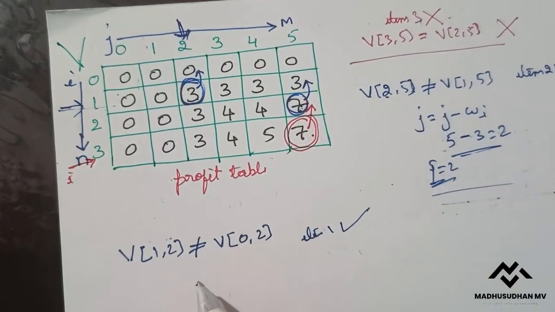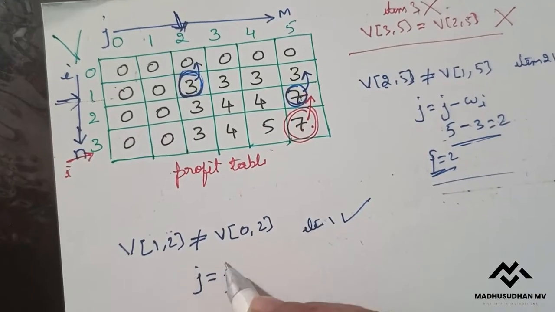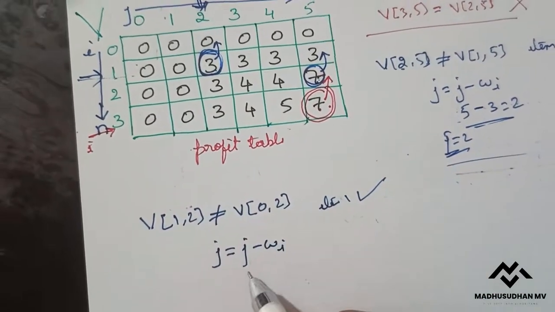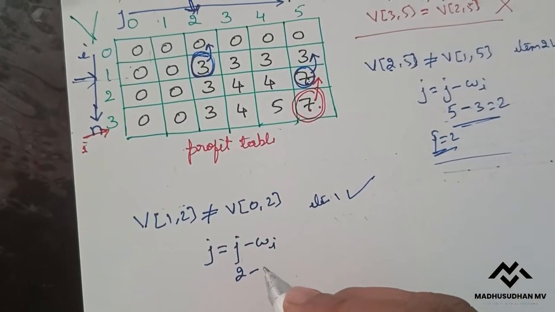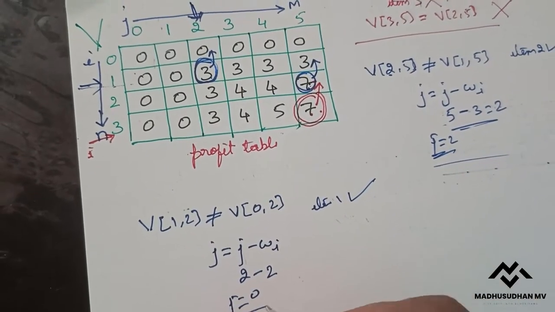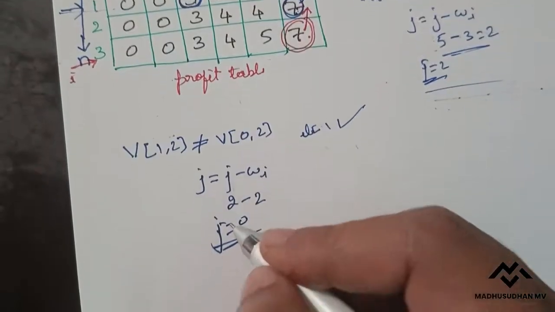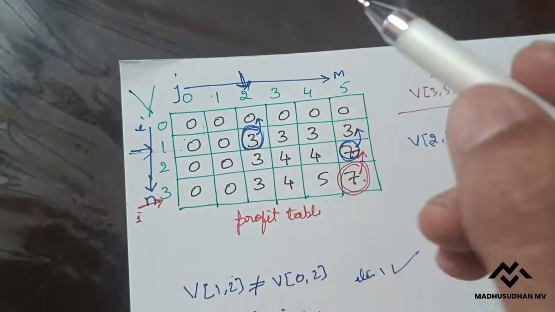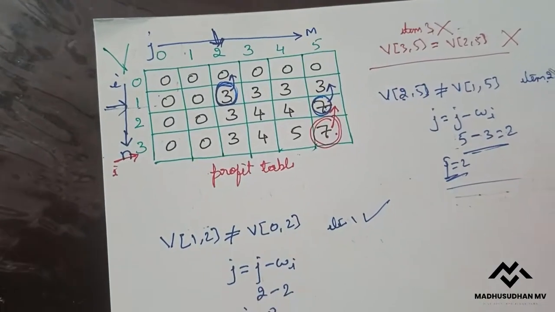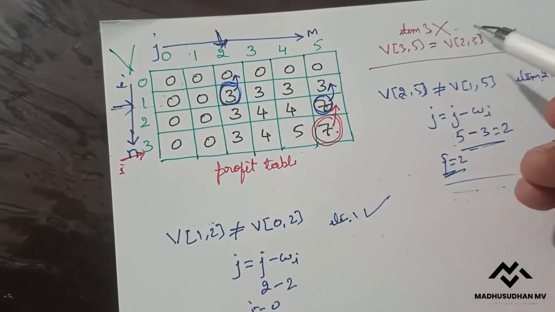Item 1 also selected means J is reduced by the weight of the object. So J is, in this column, 2. 2 minus the weight of the object is 2, so J becomes 0. When either I or J becomes 0, we have to stop. When J becomes 0, the remaining capacity is over. So now item 2 is selected, item 1 is selected, item 3 is not selected.